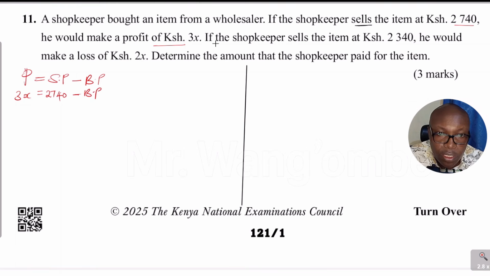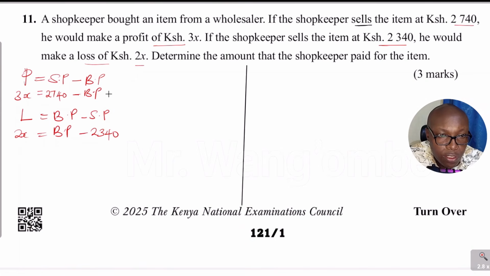Then you go to the next statement. If the shopkeeper sells the item at 2340, he would make a loss of 2x. So how do you get a loss? For you to make a loss, of course, the buying price has to be higher than the selling price. So you take the buying price, subtract the selling price. That is how you get a loss. So there is a loss of 2x shillings, and we don't have the buying price, but we have the selling price, which is 2340. So now we have two equations here. The first one is here, and the second one is here.